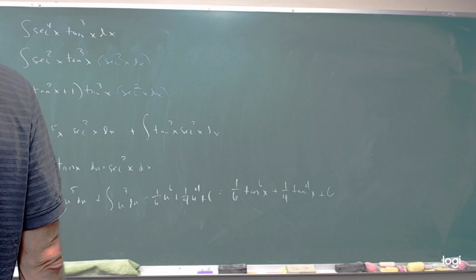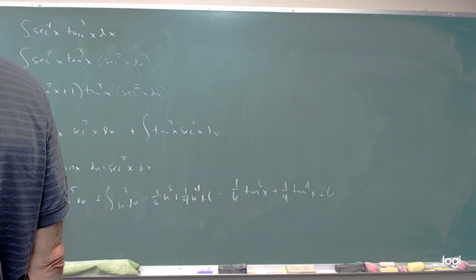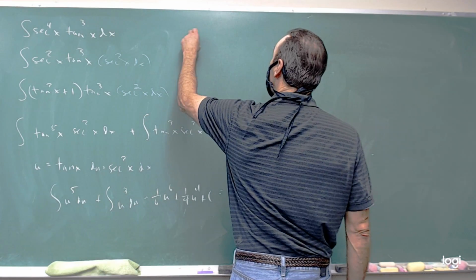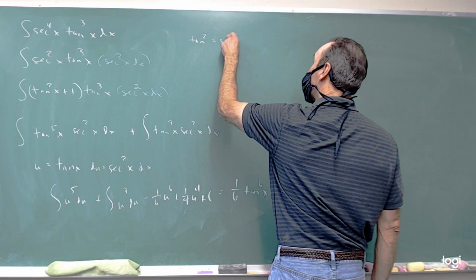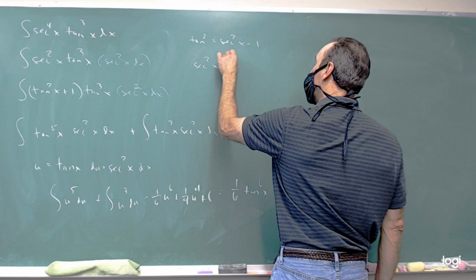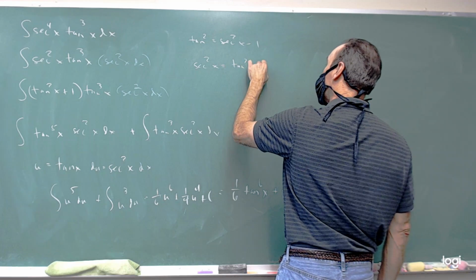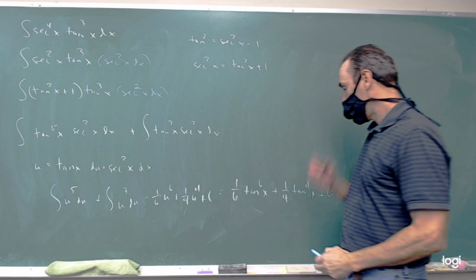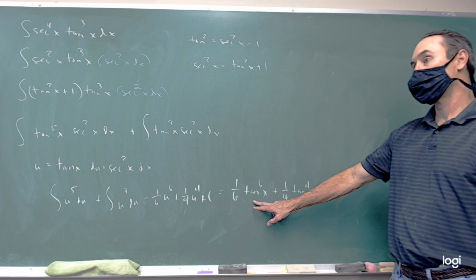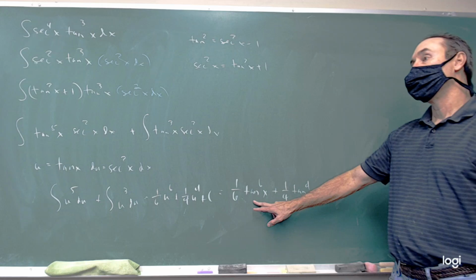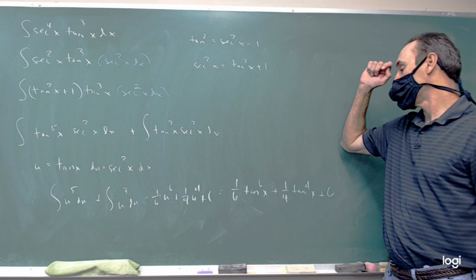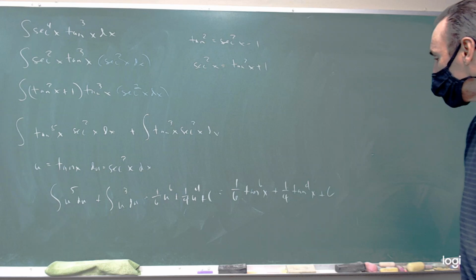Another way you can kind of see it, since both identities, tangent squared is secant squared x minus 1, and secant squared x is tangent squared x plus 1. If you were to replace these by secant squareds minus 1s, the minus 1 is just a constant.